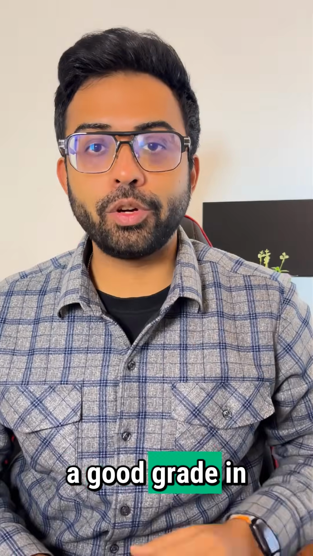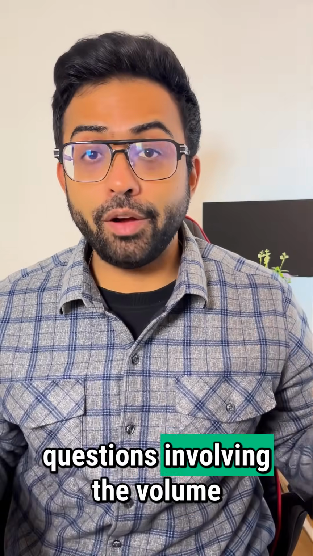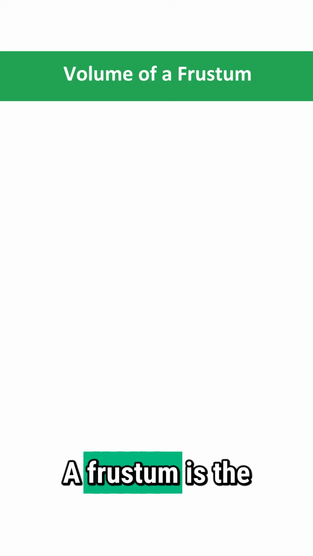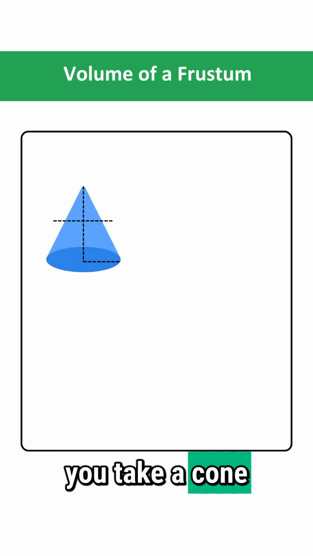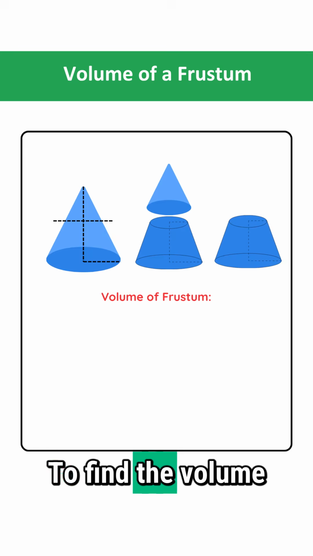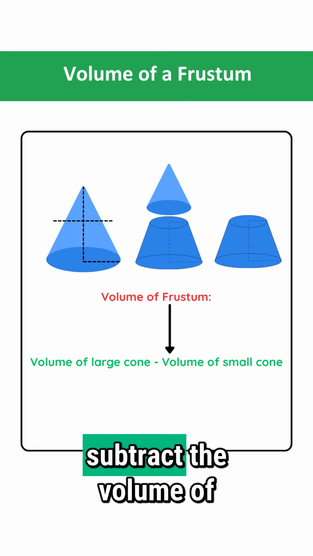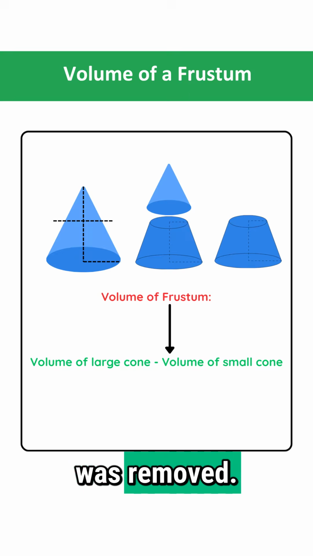You will never get a good grade in GCSE Maths if you keep getting stuck on questions involving the volume of a frustum. A frustum is the shape you get when you take a cone and cut the top off with a horizontal slice. To find the volume of a frustum, we find the volume of the large cone and subtract the volume of the small cone that was removed.